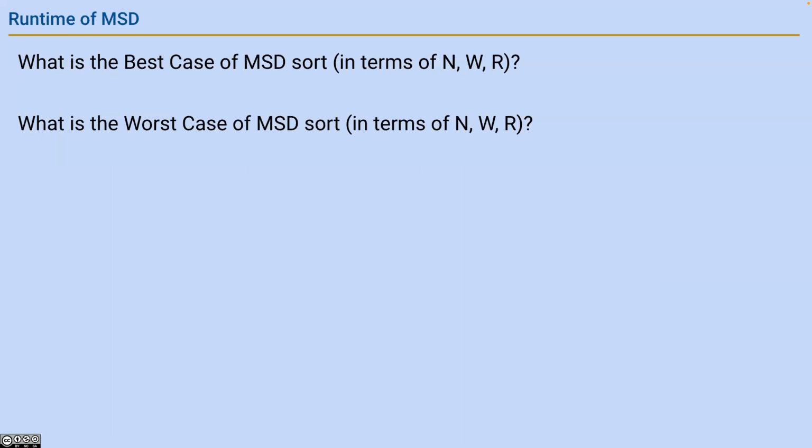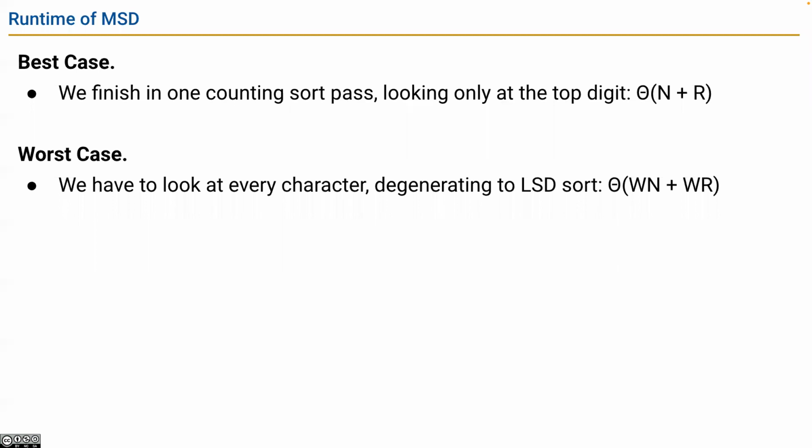Every element's its own partition. Yeah, all the top digits are different. And what would be an example of a really bad case for MSD sort? Only the last digit differs, right? Something like that. So in the worst case, we have to look at every single character. And in that case, it basically degenerates into a very similar thing to LSD sort. It's equivalent because it'll look at every single character. Whereas in the best case, if we finish in one counting sort pass, we only ever look at the top character.